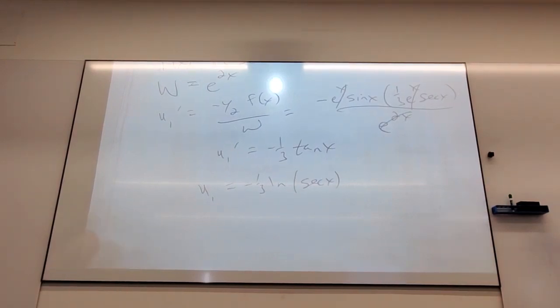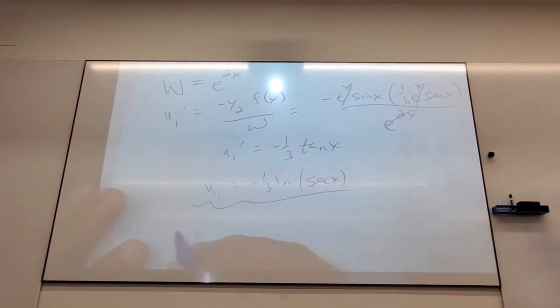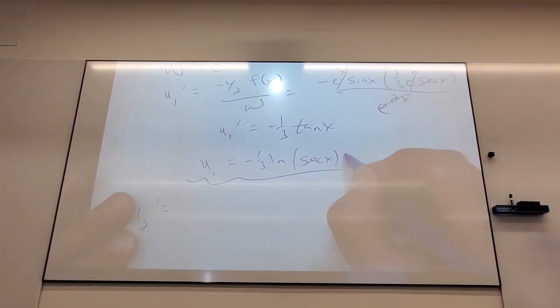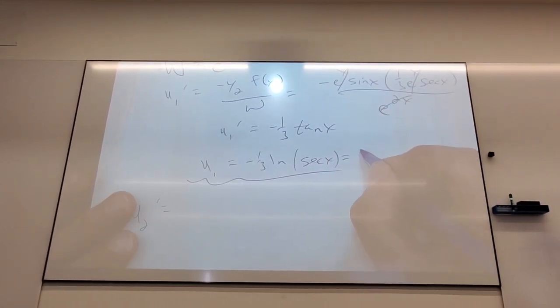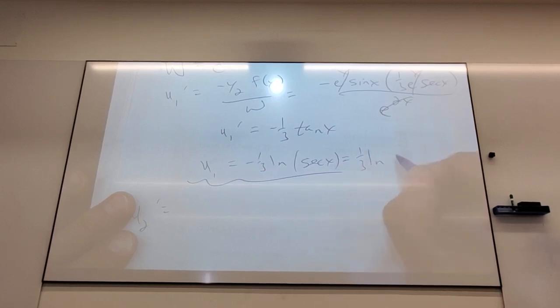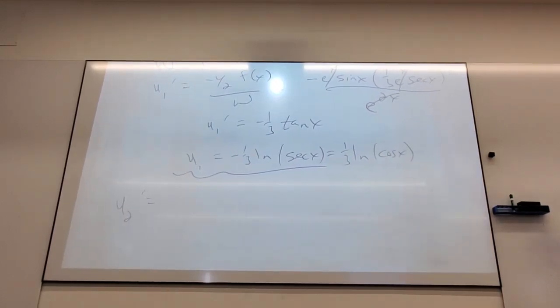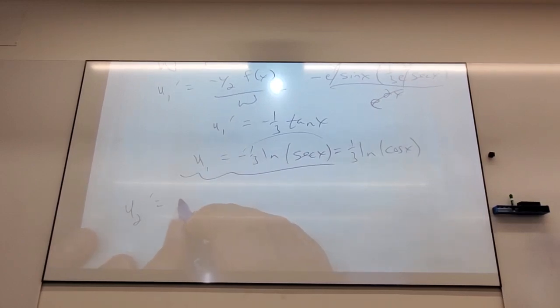So there's U1. So what's U2 prime? Now, real quick, I could write this as 1/3 ln cosine. Does everybody see how that magic happens? I could bring the negative up, which flips this. I think that's what I did on the answer key. U2 prime, what is it in general?